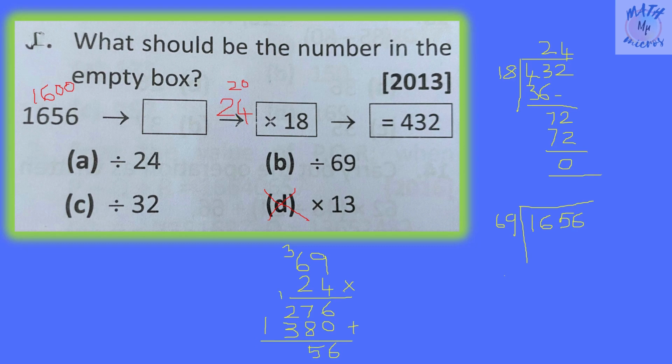And the 1 goes to the carryover, 1 plus 2 is 3, 3 and 3 is 6 and the 1 is left over. So 1656, I came up with the answer. So 1656 is here.